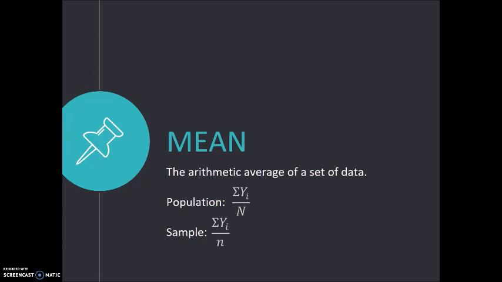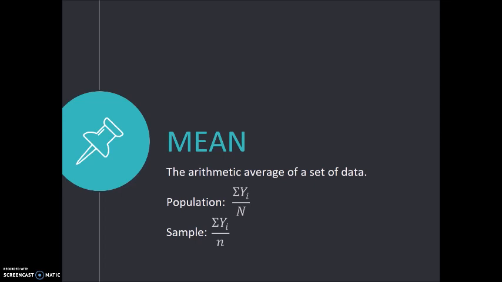Now, the count for a population is annotated with capital N, but for a sample, it's annotated with lowercase n. It's the exact same idea. We just try to be specific to determine whether we're talking about populations or samples by using an uppercase or lowercase letter respectively. So when you see these, you would add all the scores and divide by the count.